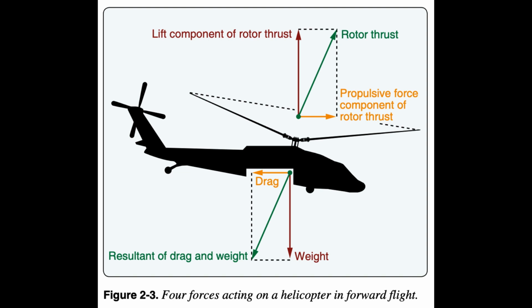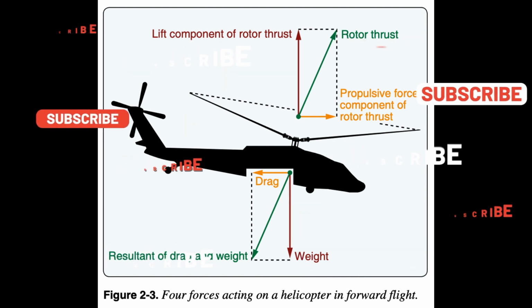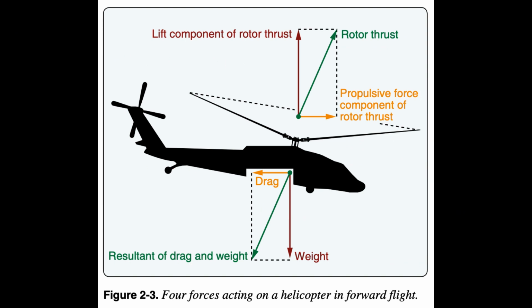3. Thrust, the force produced by the power plant, propeller, or rotor. It opposes or overcomes the force of drag. As a general rule, it acts parallel to the longitudinal axis. However, this is not always the case, as explained later. 4. Drag, a rearward, retarding force caused by disruption of airflow by the wing, rotor, fuselage, and other protruding objects. Drag opposes thrust and acts rearward parallel to the relative wind.